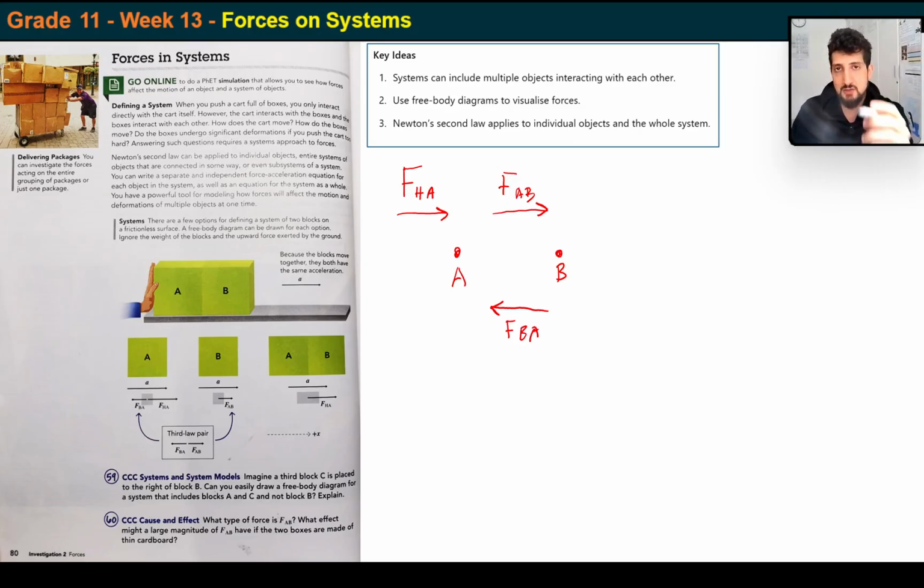So I need to show the interactions between the two boxes. If I remove the box, it's not going to be very easy to show those forces. Once again, it's just so much easier if I show you when we're doing the problems and the examples.